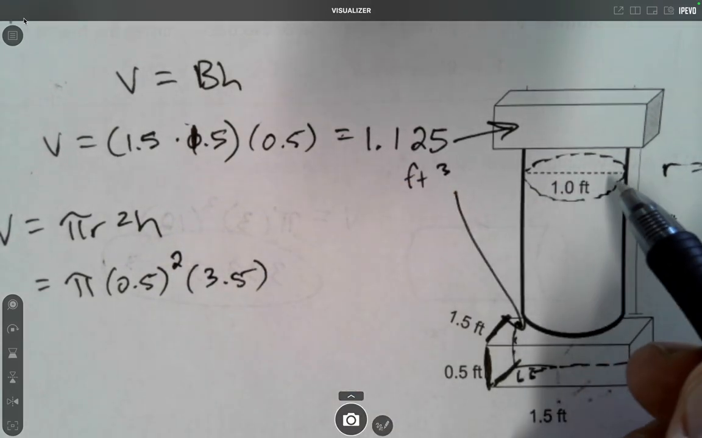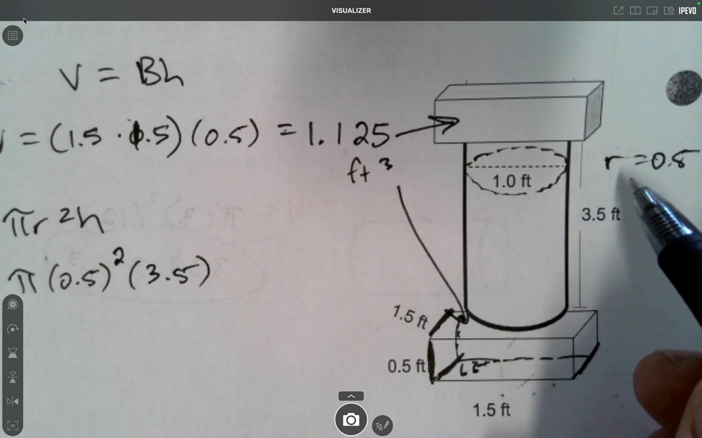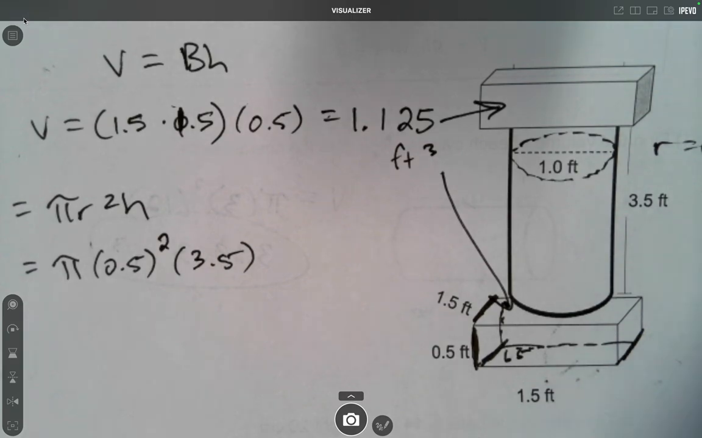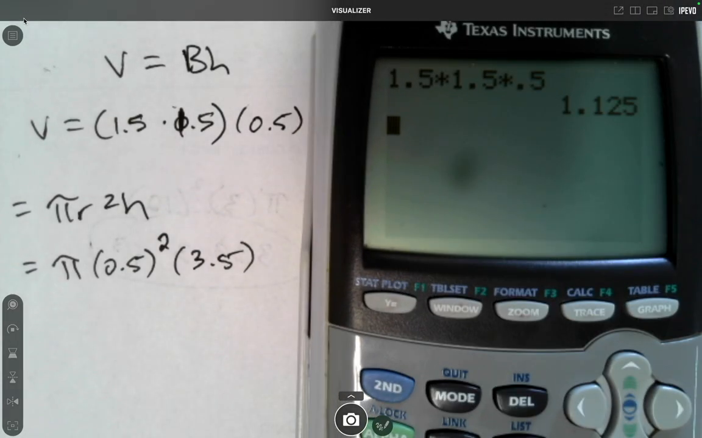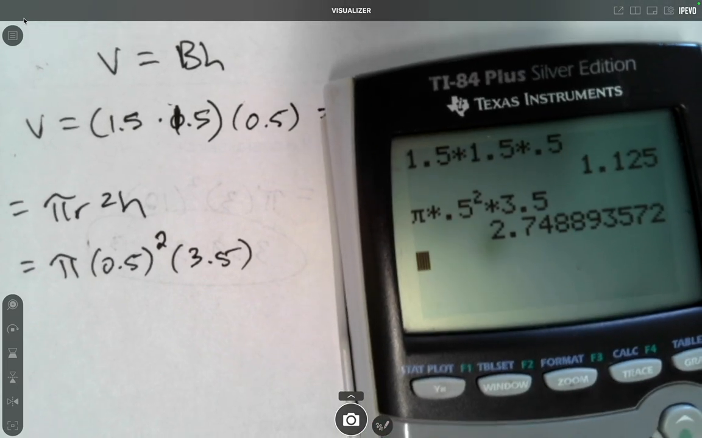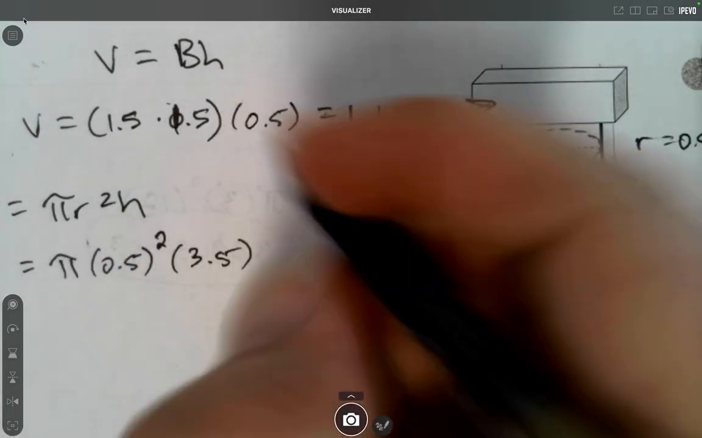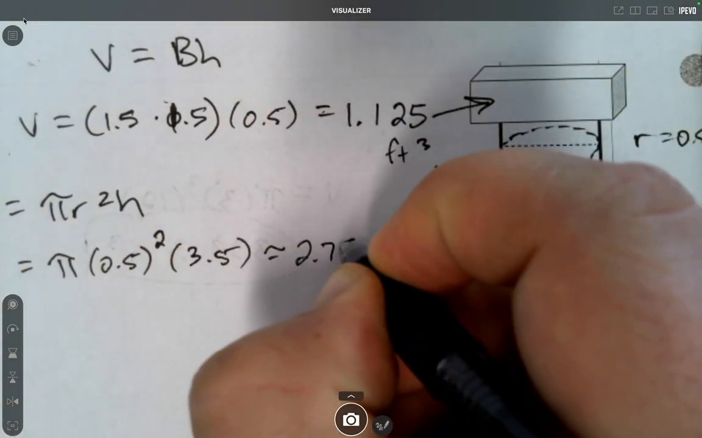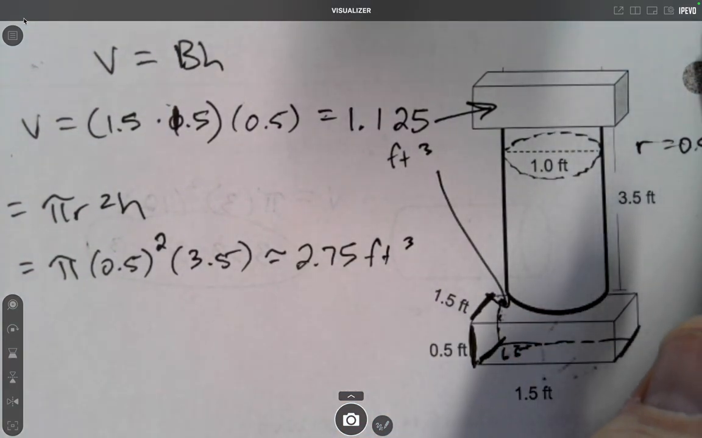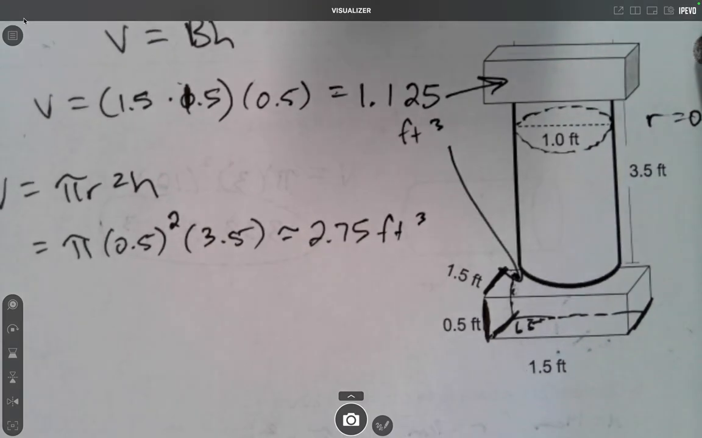So they gave us the diameter. We have to cut that in half to find the radius. We plug 0.5 in for the radius and square it. Then we multiply by the height, which is 3.5. So pi times 0.5 squared times 3.5. So I'm going to just round it to 2.75, as close as that is. So it's about 2.75 cubic feet for that cylinder, kind of the column, so to speak, in this piece of art. So they want the total volume of this whole thing.